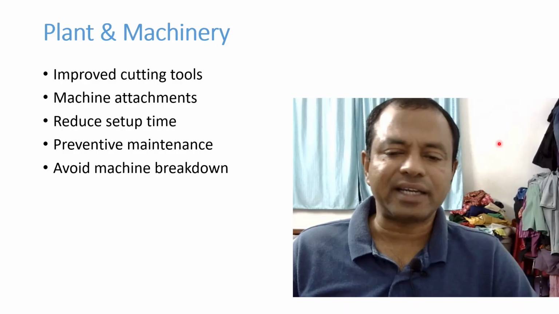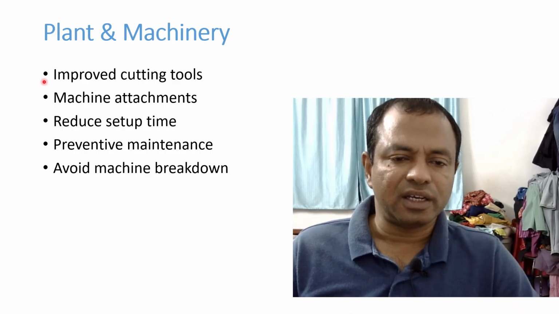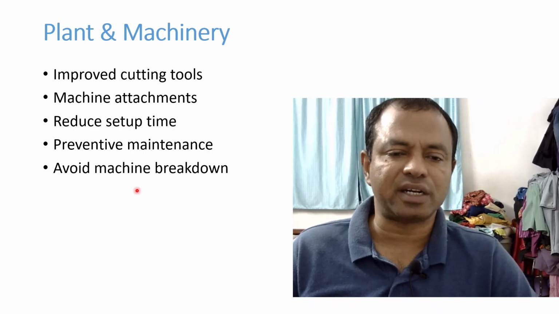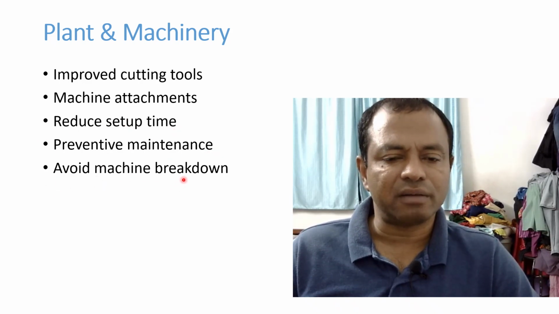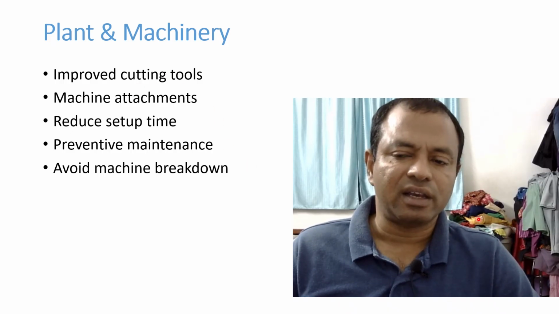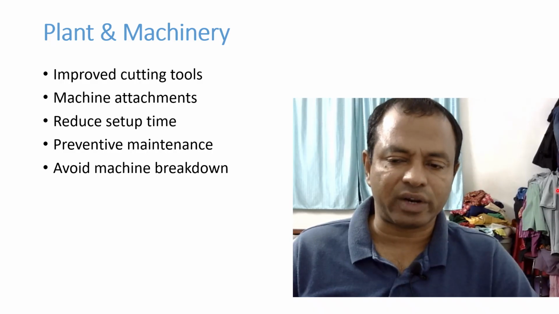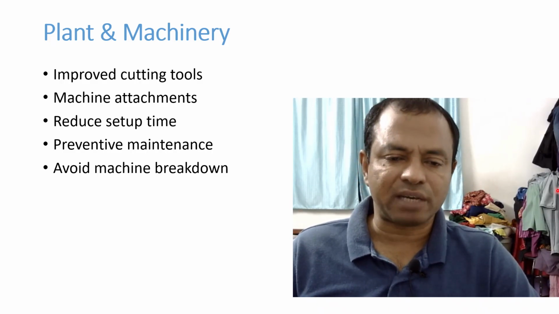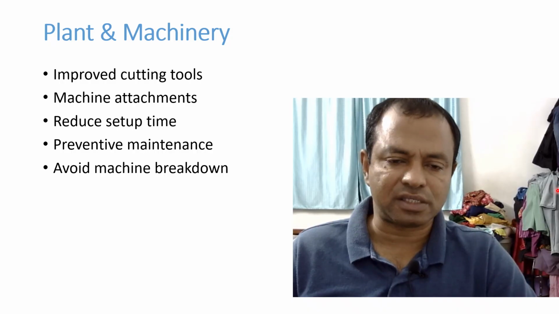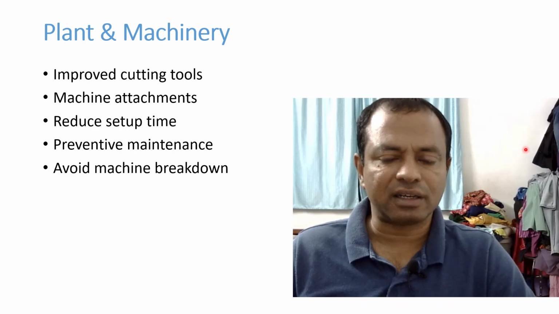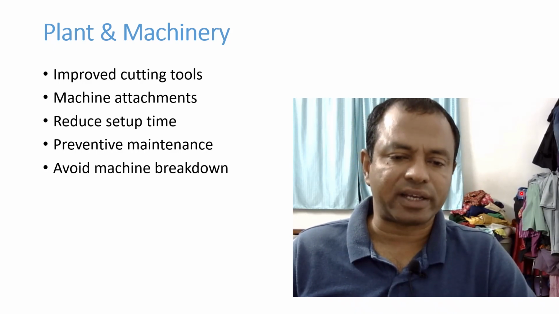Then plant and machinery. Improved cutting tools, machine attachments, reduce setup time, preventive maintenance of the machinery and avoiding machine breakdown. All these things will improve the productivity. Okay, so reducing setup time means in a machine center, if more time is used for setting up a workpiece than the actual working on it, then that will take more time and more time is required to produce the product.